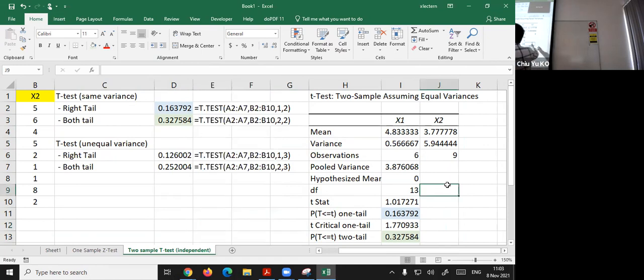Using the add-in, you can see it calculates the mean, variance, observations, all the things, the pooled variance, and so on and so forth. This is the Sp squared in our slides, the pooled variance. And this is what you input. Degrees of freedom is this plus this minus 2, right? Test statistic will be this difference over the square root of this guy times 1/6 plus 1/9. Everything is there.